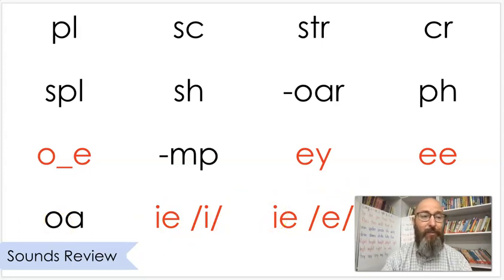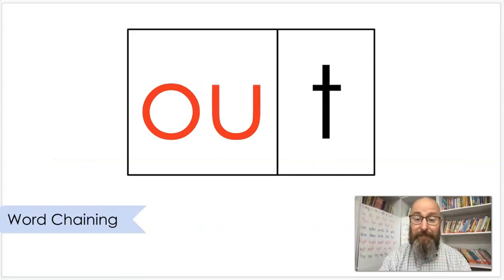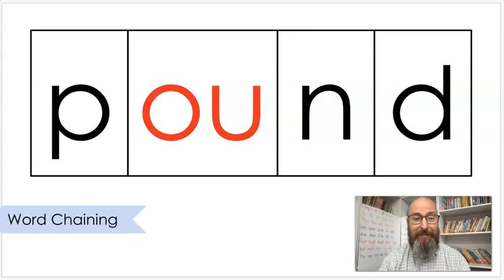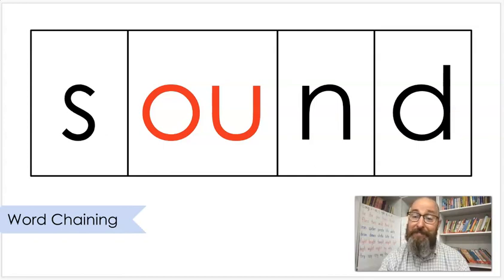All right, let's get started with some word chaining. Say out. Now say out again, but put a P at the beginning. What do you have? Pout. Say pout again. Next time, drop the T and put a ND at the end. What would you have? Pound. Now let's change pound. Drop the P and put a S. What do you have? Sound.